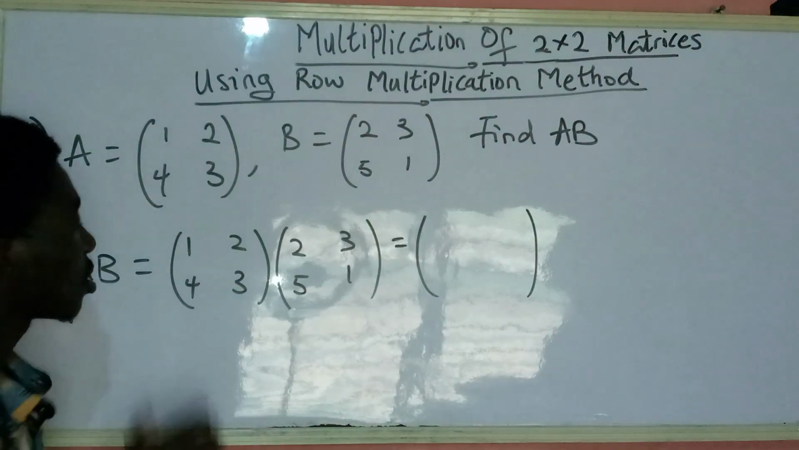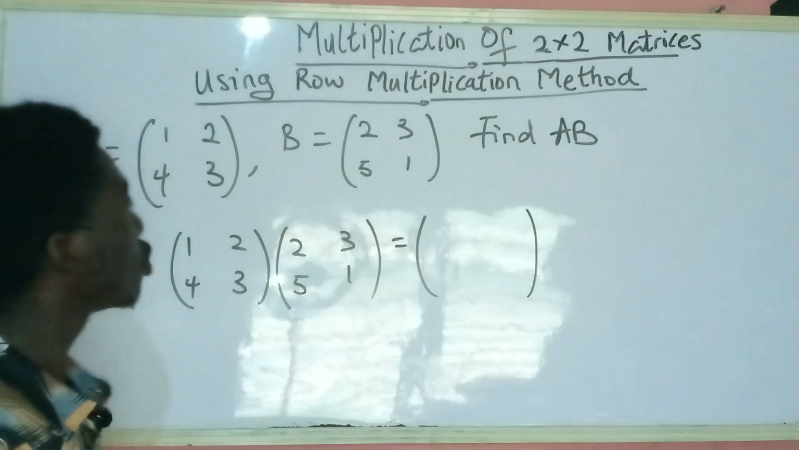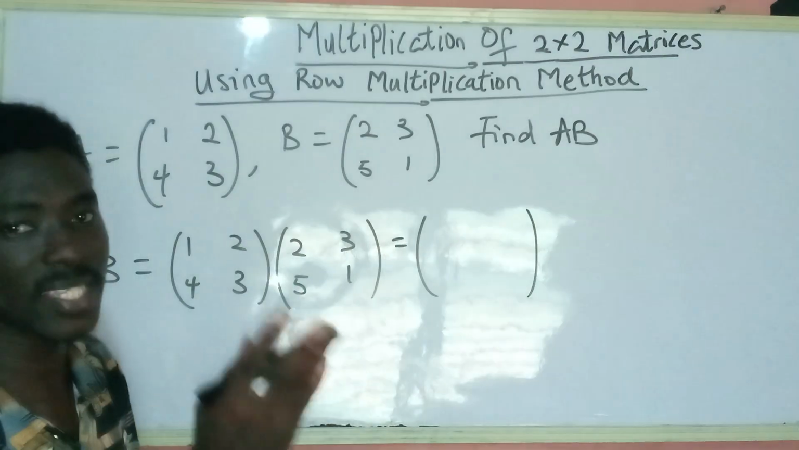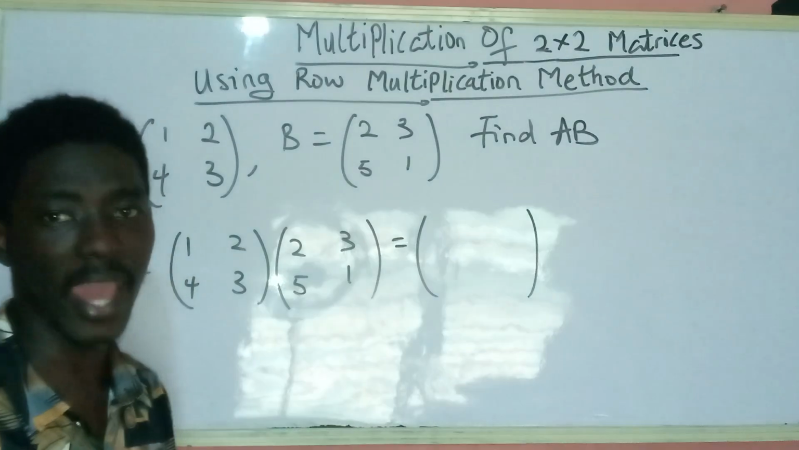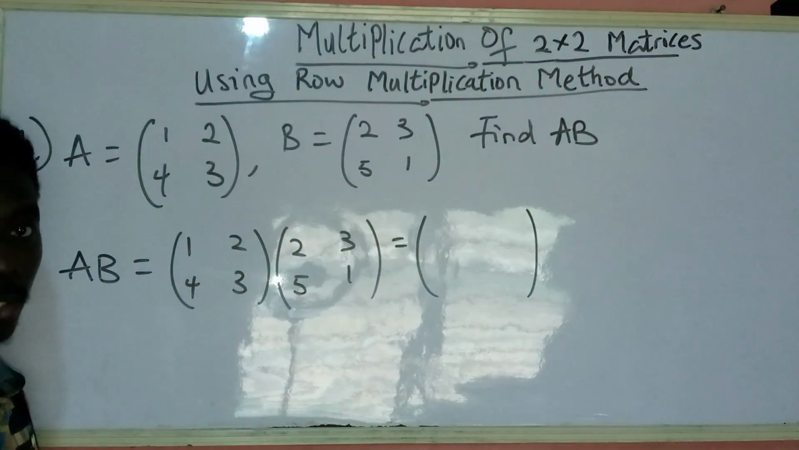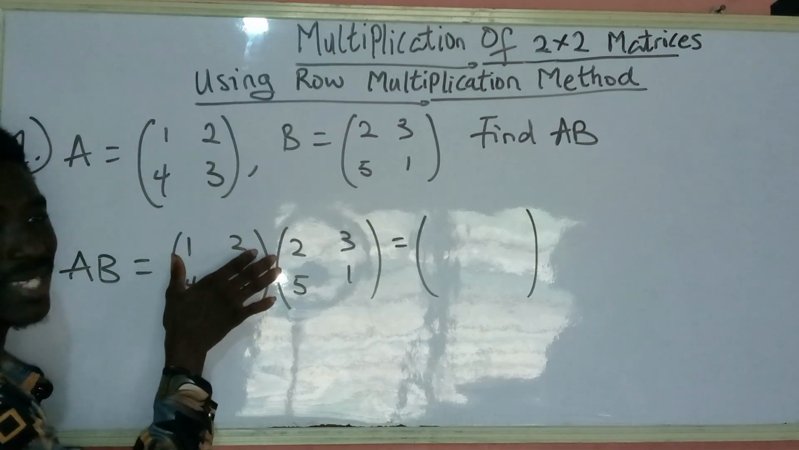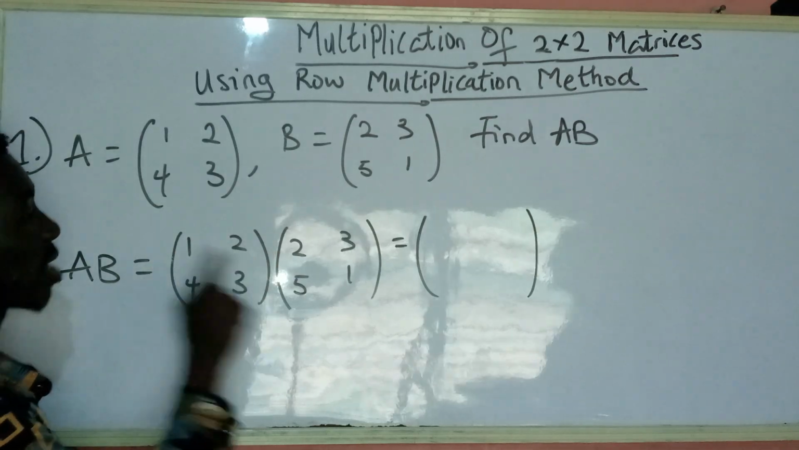So what we do first is, this is A times B. Now when we are multiplying the matrix, you multiply from the left hand side times the right hand side. You don't multiply the right times the left. You use the left to multiply the right. So it is pronounced as A multiplies B. So what do we start with? We start with the row. The row is 1 and 2. So the row of A is 1 and 2.